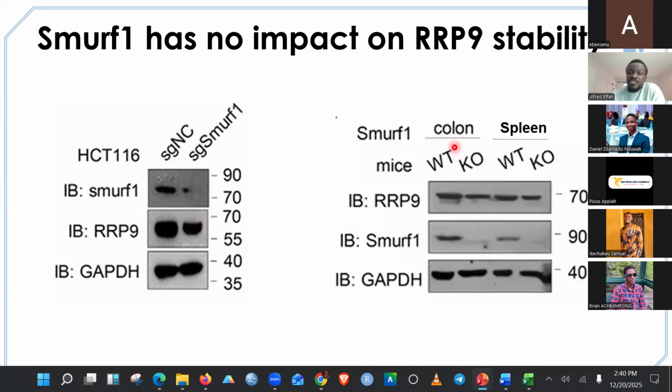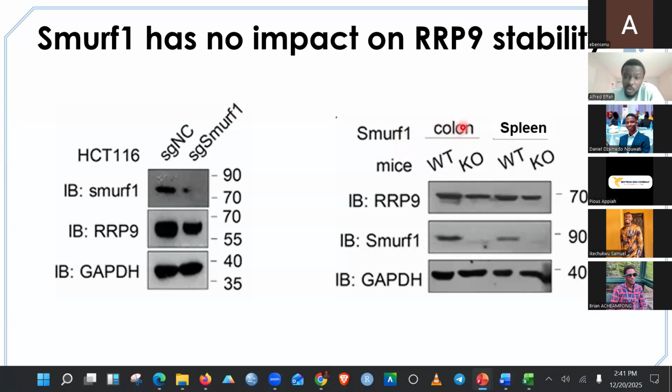Now, let's use tissues and see. So they used colon, they also used spleen from mice. Now, the wild type means that it has SMURF. SMURF is present. Now, the KO is knockout. They've deleted SMURF. There's no SMURF. They did the same thing for the spleen. You can use, like I mentioned, CRISPR-Cas9 to delete SMURF. You can use the Cre-LoxP system in the mice, where it specifically deletes SMURF1 for you.